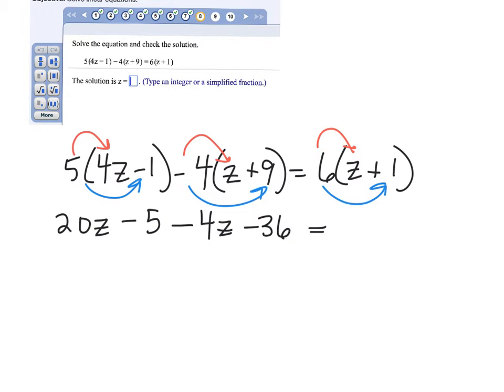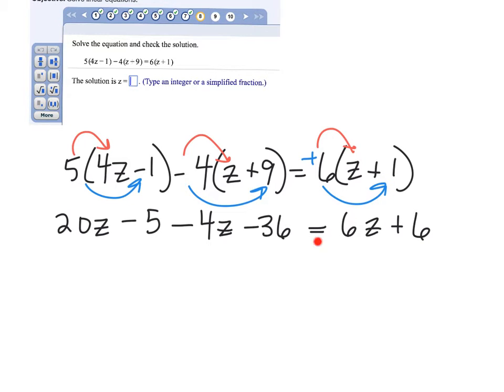And then 6 times z is 6z. And 6 times positive 1. And if you weren't sure, this is a positive 6 because when there's no symbol, it's automatically positive. And so you get positive 6 as our distributive property there.